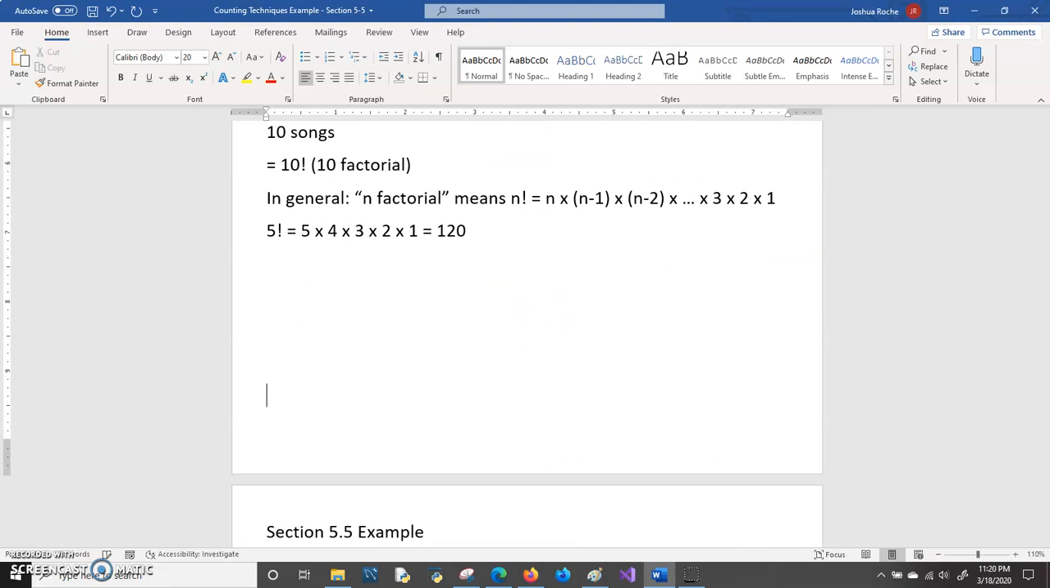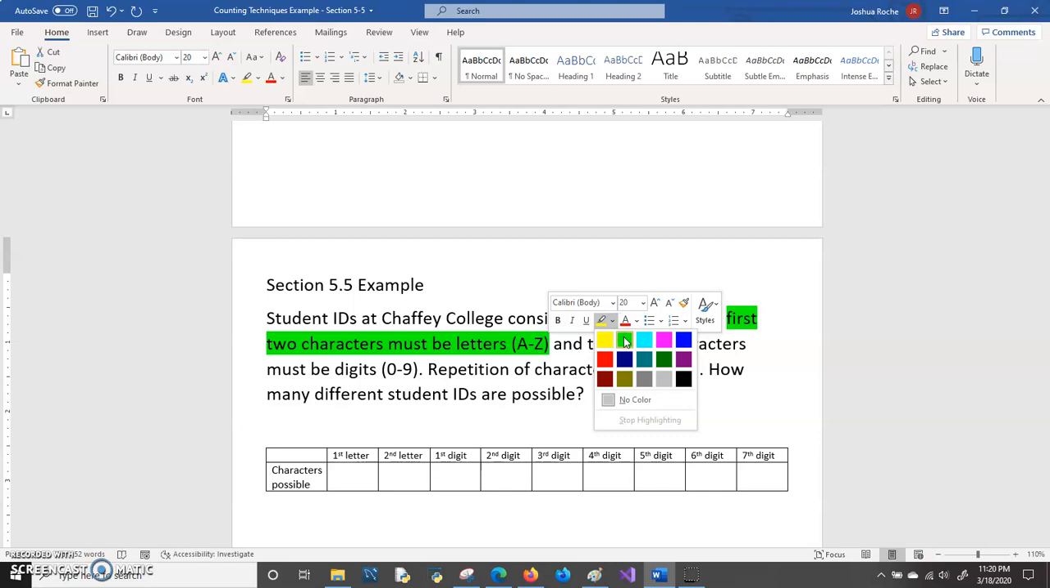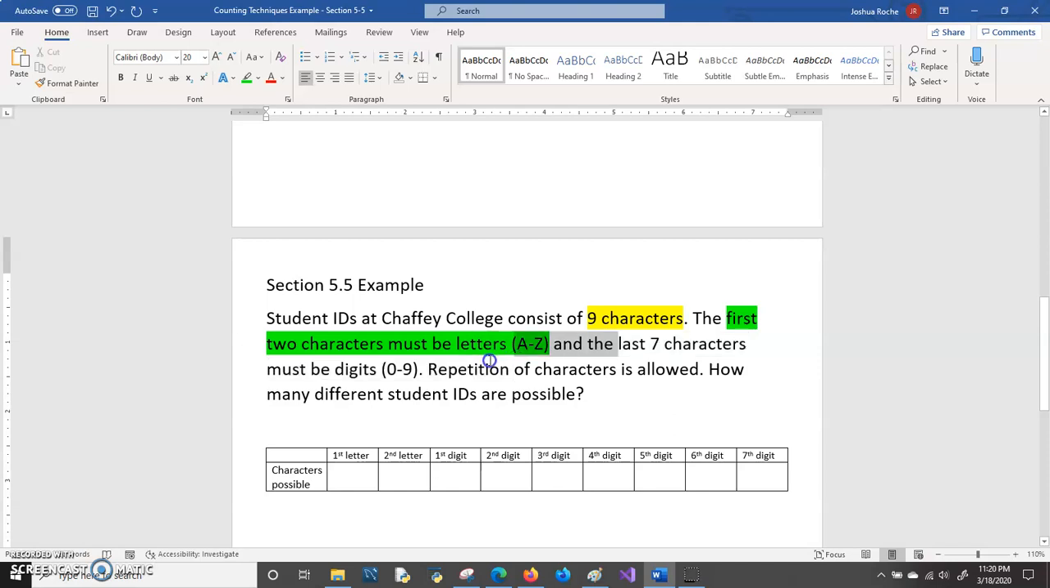So here's one more example. At Chaffey College, student IDs consist of 9 characters. The first 2 characters must be letters. The last 7 characters must be digits, 0 to 9. Repetition of the characters is allowed, so you can repeat the same character over again. How many different student IDs are possible?